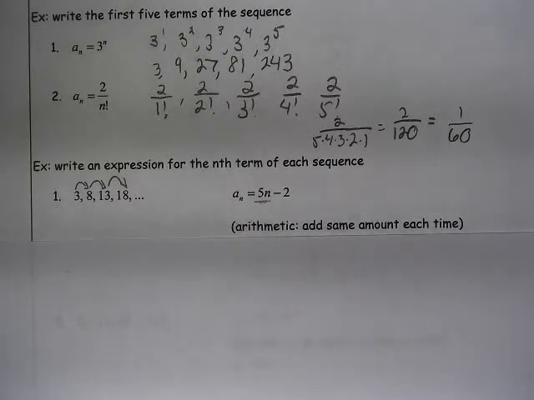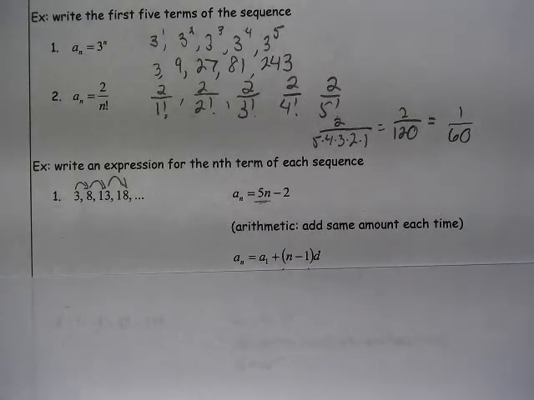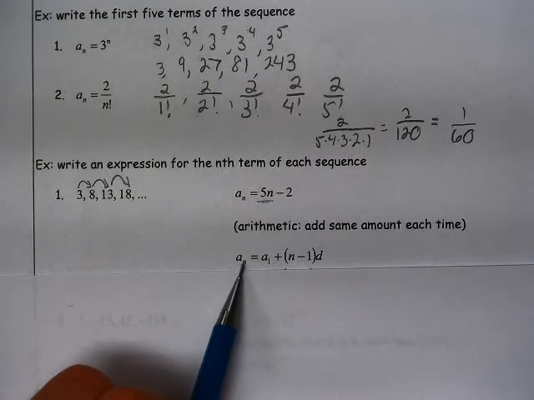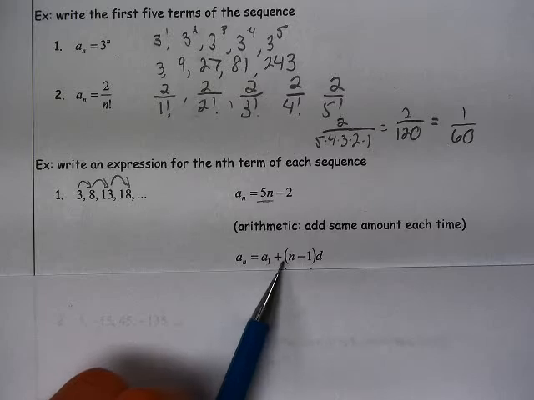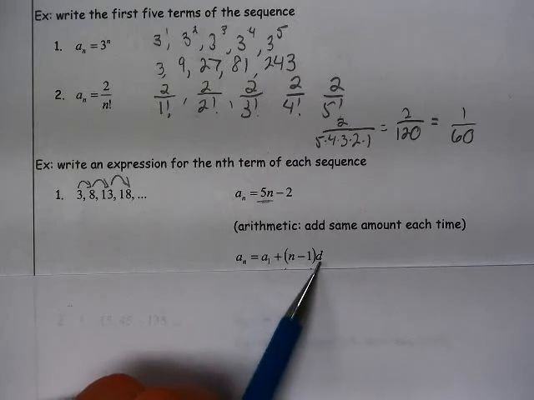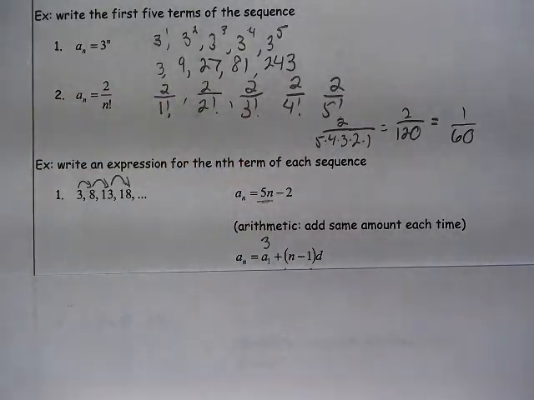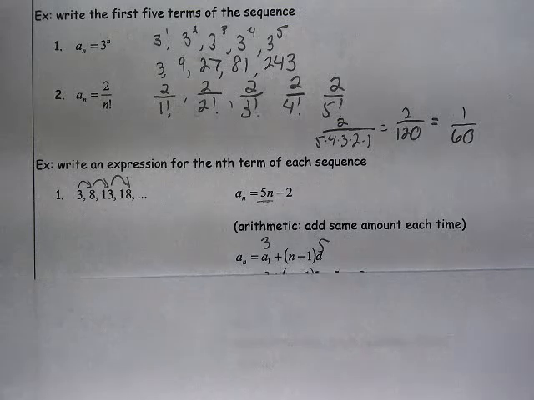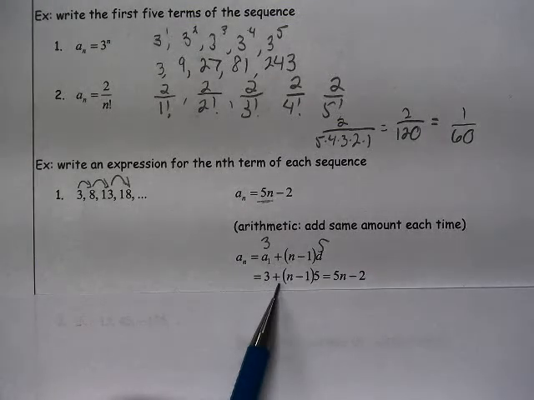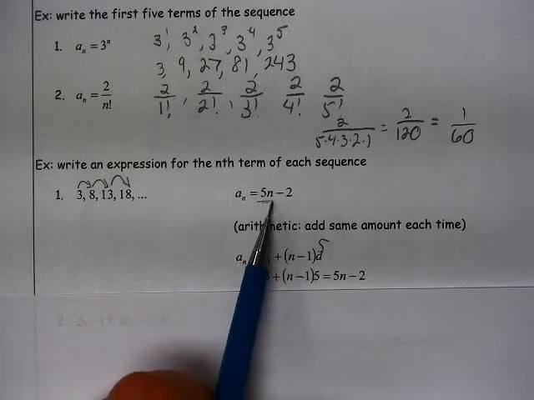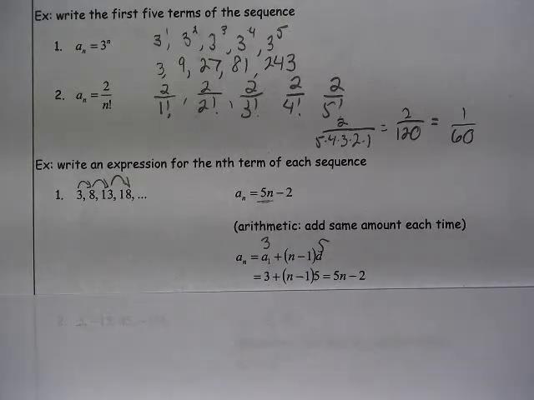Right? So this is an arithmetic sequence, and so another way that we could write it is a sub n is equal to the first term plus n minus 1 times the difference, the d. Here the first term is 3 and the difference is 5. So we could write it as 3 plus n minus 1 times 5, which gives us the same thing as when we just looked at it as 5n minus 2.